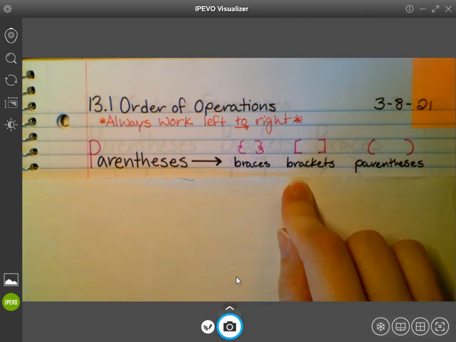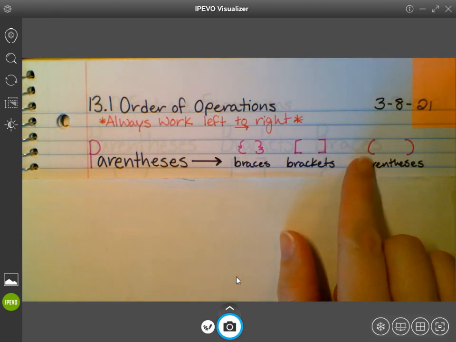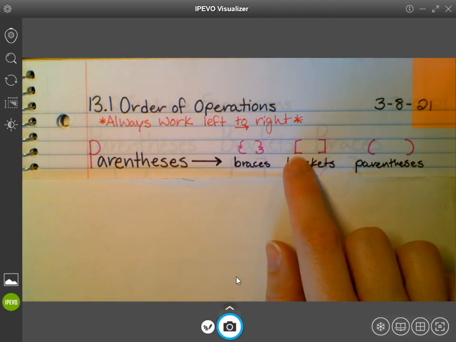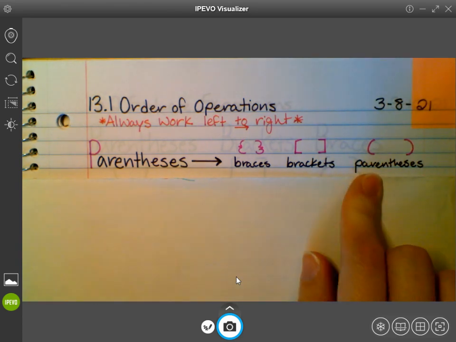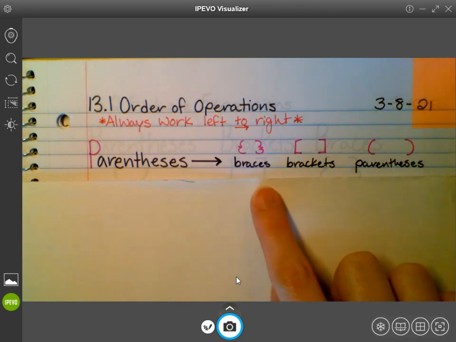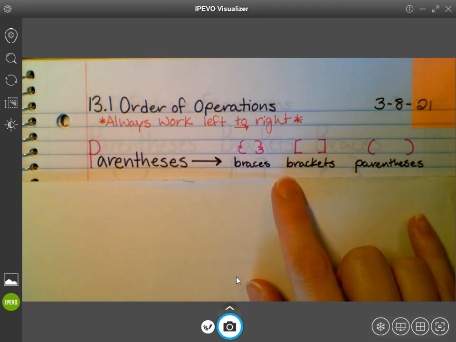Then we have brackets, which is kind of like if you took the curved parentheses and straightened them all out. So it's like half of a rectangle, each half. And then parentheses, these are the ones we're most familiar with. They're the curved ones that we know. So we use these three.